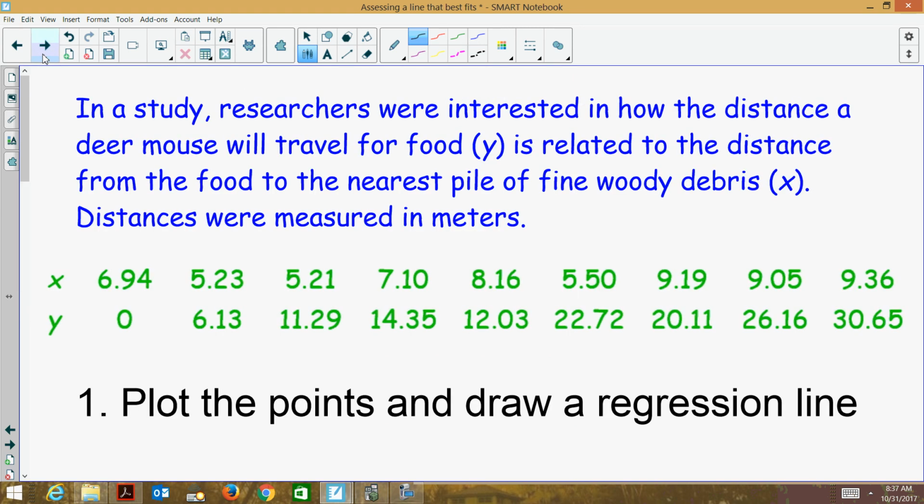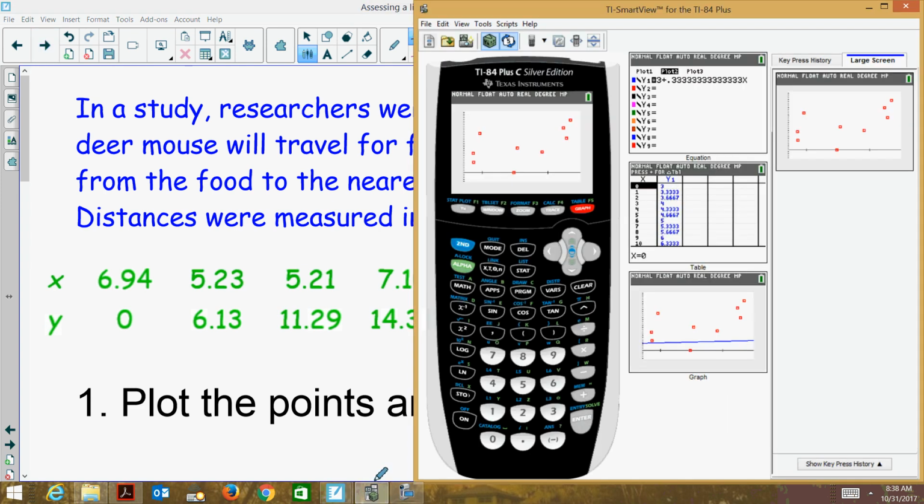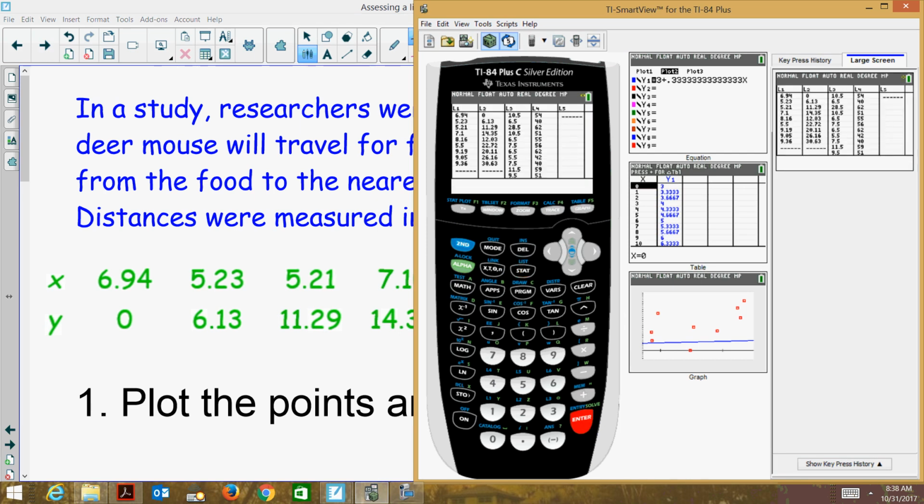So in my example here, I have the following. In a study, researchers were interested in how the distance a deer mouse would travel for food is related to the distance from the food to the nearest pile of fine woody debris. Distances were measured in meters. So I want to plot the points and draw a regression line on my data table. I already wrote the points in my calculator here. They are in list 1 and list 2.